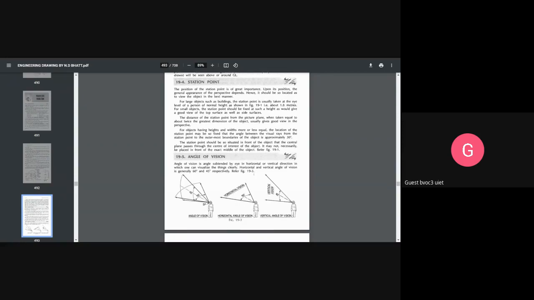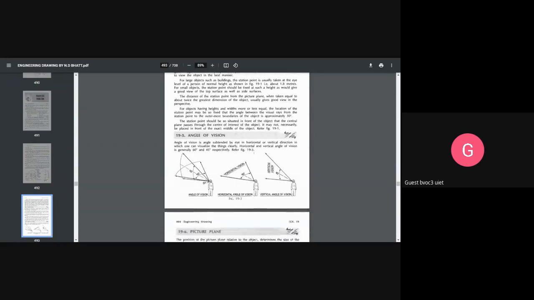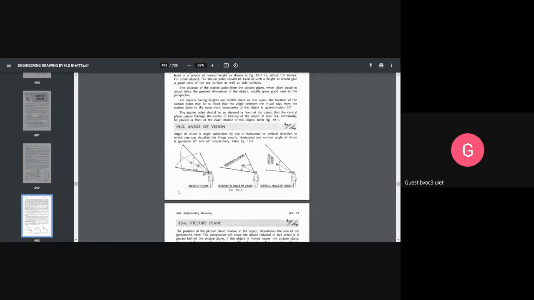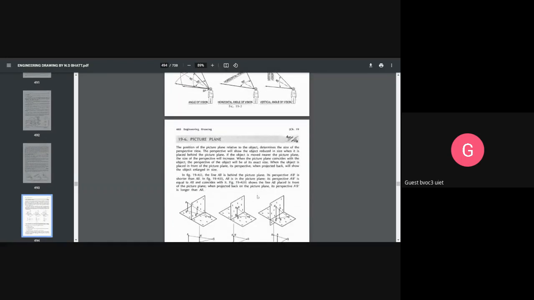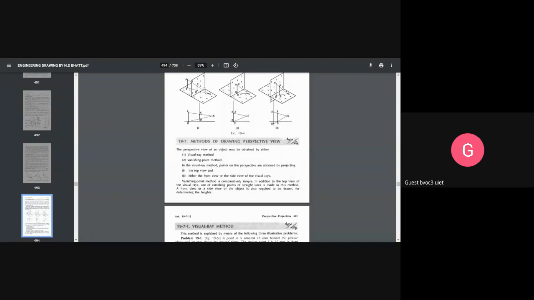Okay, so like you can see, this is the angle of vision. This is the horizontal angle of vision. The angle here is 60 degrees, and when it comes to vertical vision, the angle is 45 over here. So there are basically two methods. First is the visual ray method, and the second is the vanishing point method.